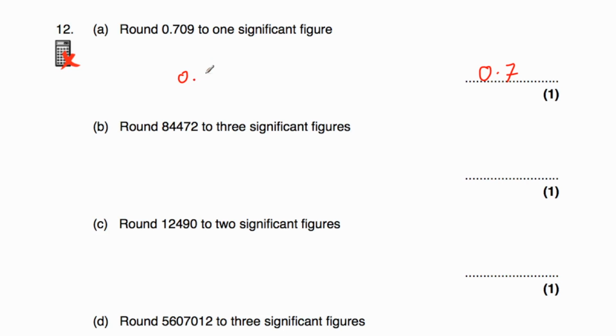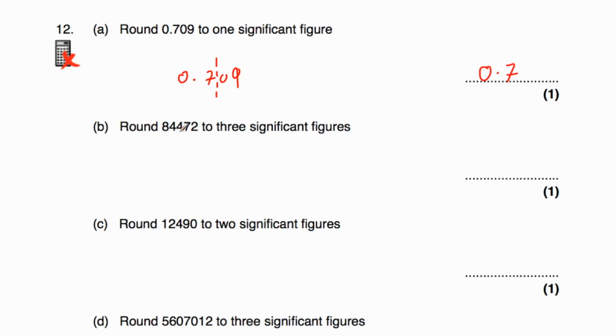And again, we could have done 0.709, put a dash after the first significant figure. Remember to ignore this 0 point. The next digit is a 0, so we don't round up, so our answer would be 0.7. Okay, part B says to round 84,472 to three significant figures.